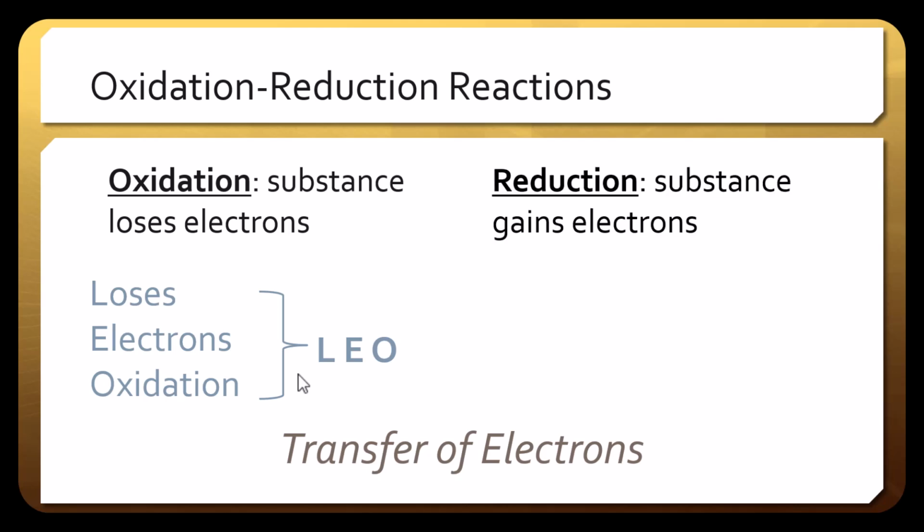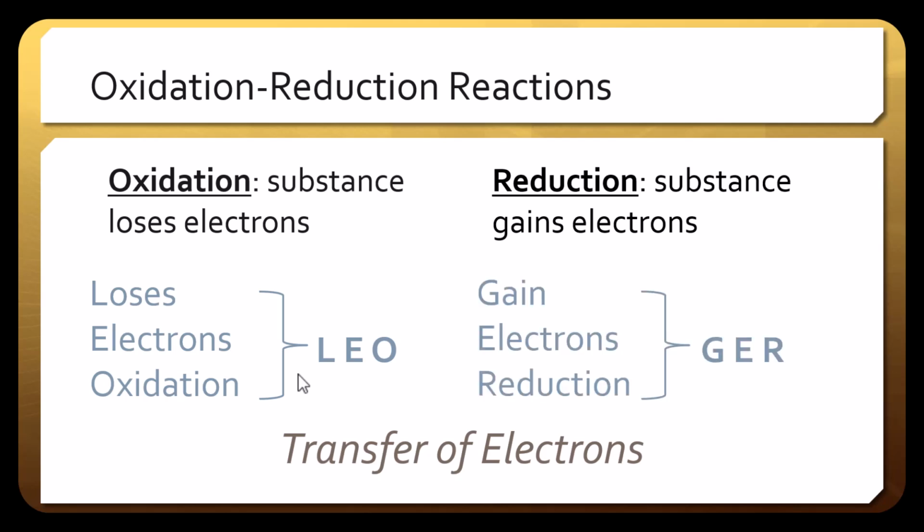The other side of this is a reduction. Reduction is the substance that gains electrons. So Leo, our lion, says grr: gains electrons reduction, or reduced. So that's how we remember who's oxidized, who's reduced, who's undergone an oxidation and who's undergone a reduction.